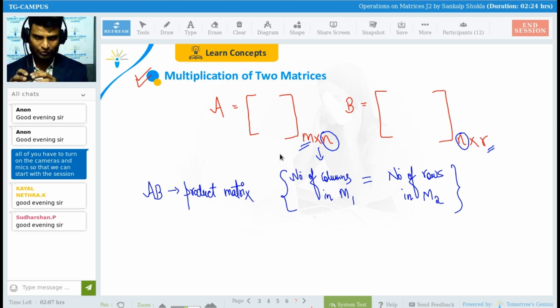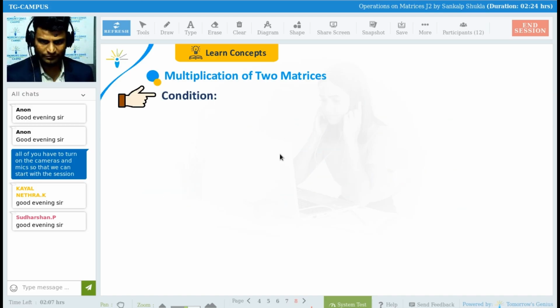Like the two numbers you were looking at, these numbers must be equal. The two numbers that you have left, that is the number of rows in M1. What is this m? See, I'll write it in the next slide.